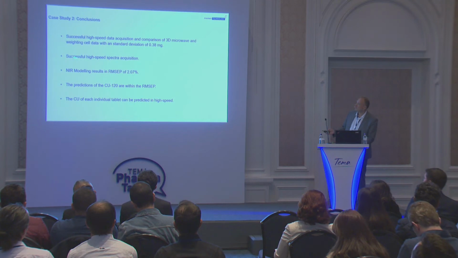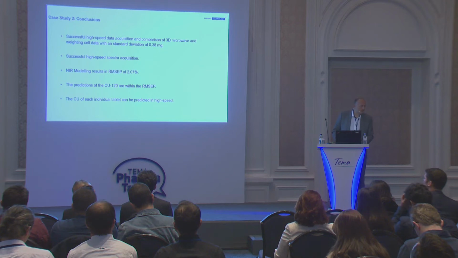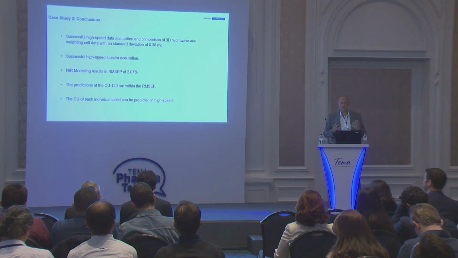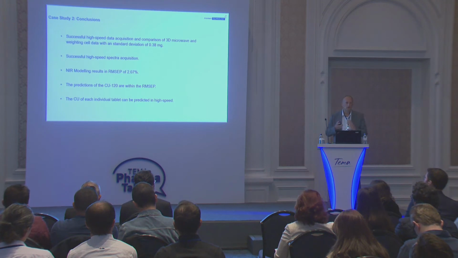So we performed successful high-speed spectra acquisition again on these tablets. The NIR model results in an RMSEP of 2.07%. That means the predictions of the CU120 are within the required root mean square error of prediction. And we can say that the CU of each individual tablet can be predicted in high speed. And because I was facing these questions from some of you already, this customer is using, or is going to use, the machine for real-time release. This is the way he wants to use the machine.